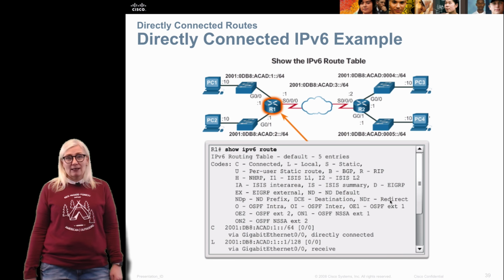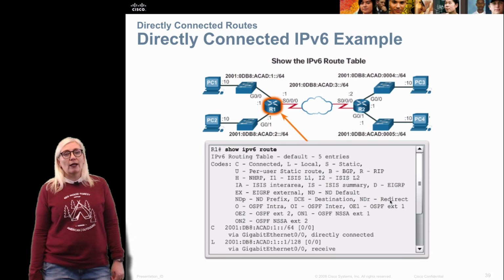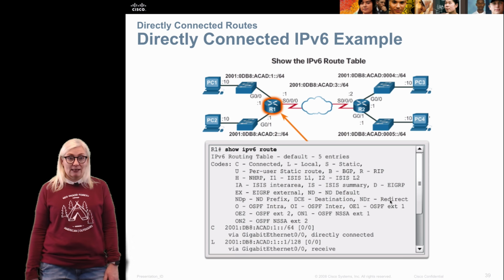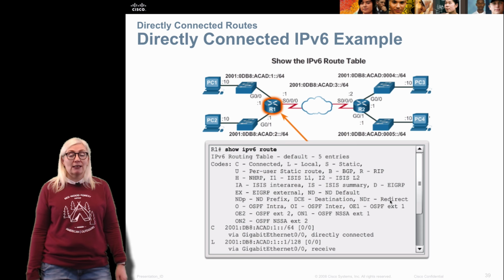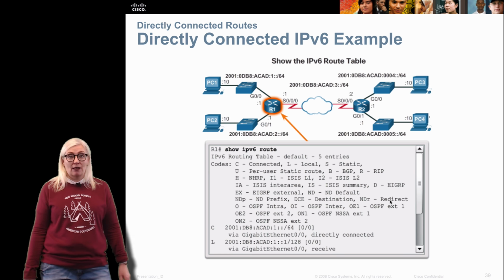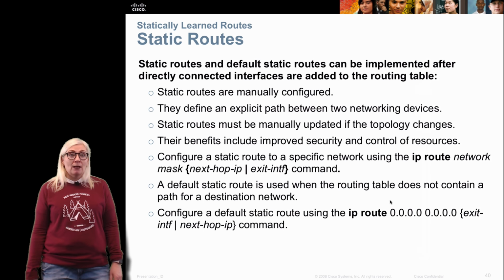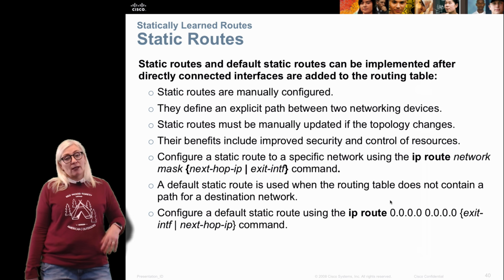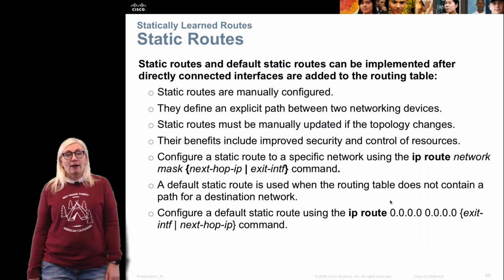Exactly the same thing applies when I have an IP version 6 address. They will automatically also appear in the routing table after I do a no shutdown and I have entered the IP address. Static routes are routes that are manually configured.